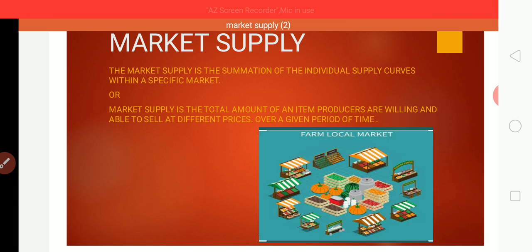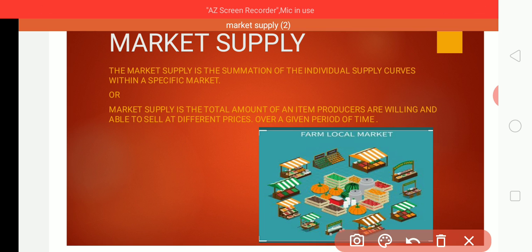Supply means a quantity of a commodity that the seller or producer is willing and able to sell in a market at different prices in different periods of time. It is called supply. Here, market supply means the total amount of goods the producers are willing to sell at different prices over a given period of time.